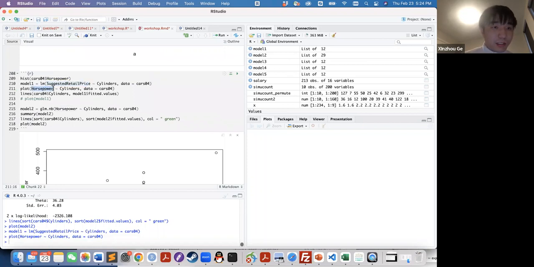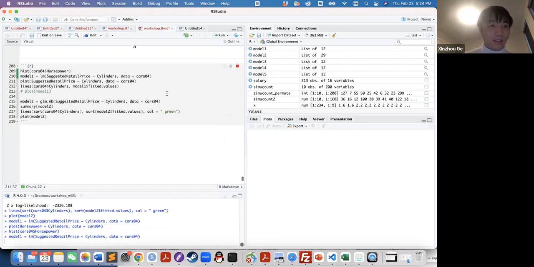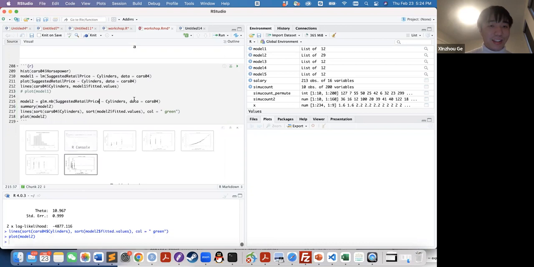Sorry for this. I will change this into suggested retail price, and now I will modify the slide later. So I didn't use the base example here, and I will do this.